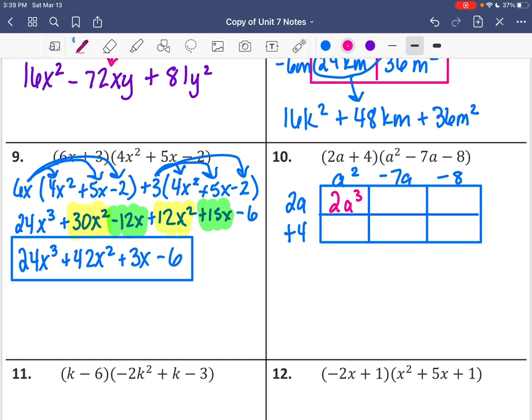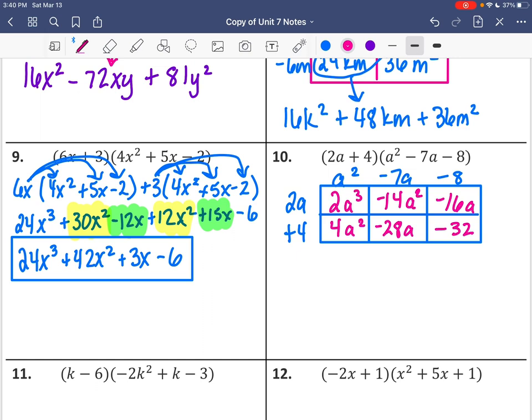Then we're going to move over and do 2a times negative 7a. So 2 times negative 7 is negative 14. And a times a is a squared. Then we're going to do 2a times negative 8, which would be negative 16a. Then we're going to move to the bottom. 4 times a squared is 4a squared. And then we're going to have 4 times negative 7a is negative 28a. And then the last one, negative 8 times 4 is negative 32.